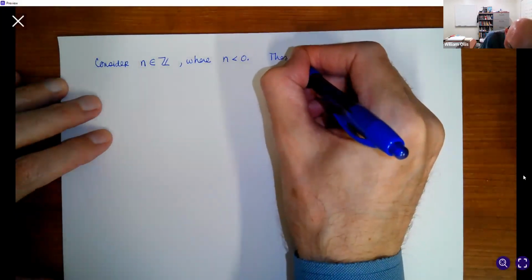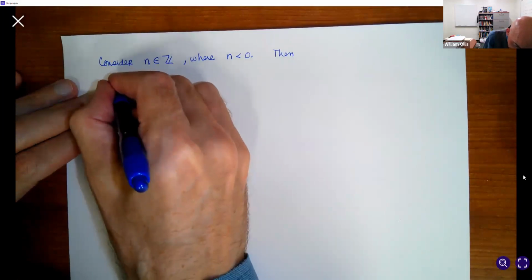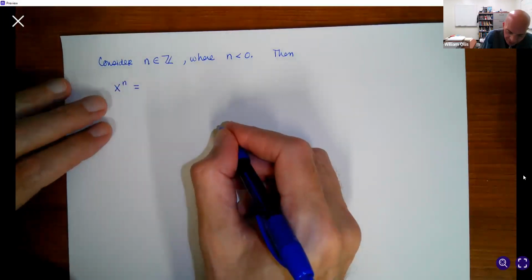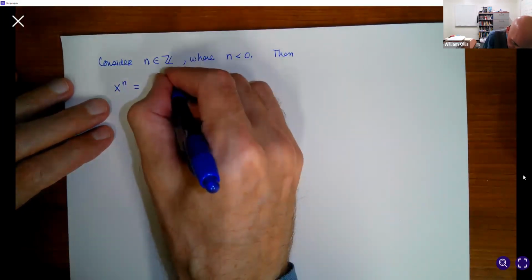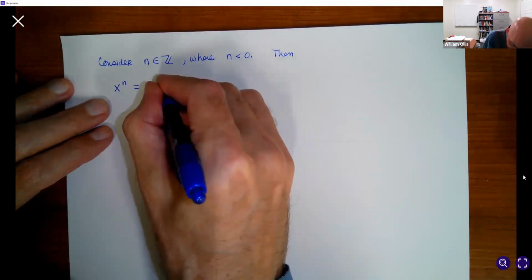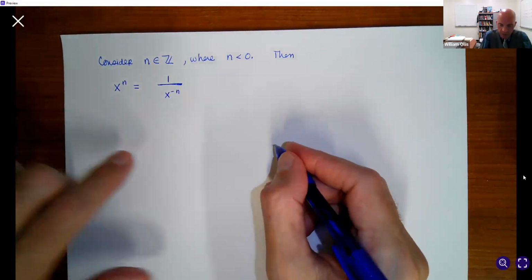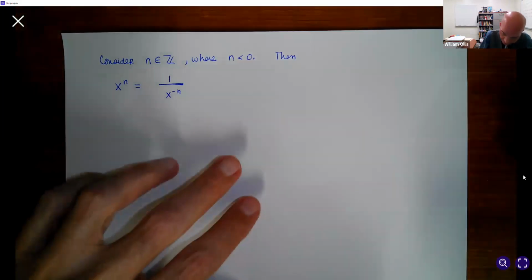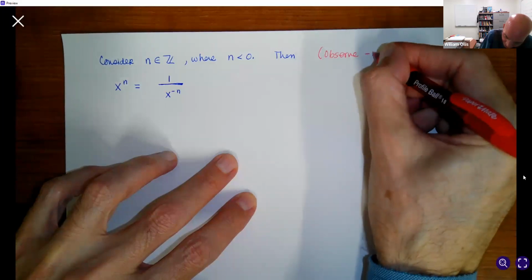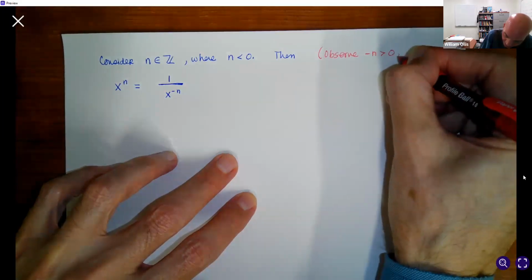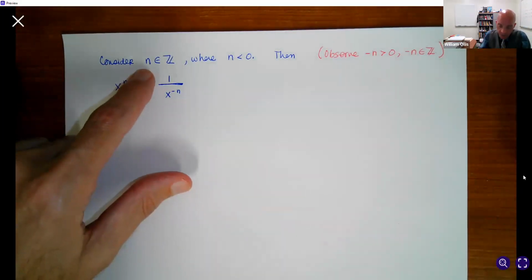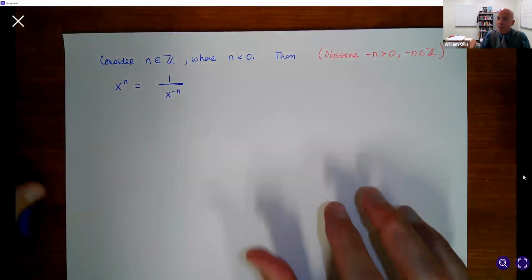Then we could say that x to the n can now be written a little bit differently. That is, we can write this as 1 over x to the negative n, okay? I know that's kind of cheap, but now note, and let me just say, observe that negative n is now positive, and negative n is an integer. The additive inverse of n is a positive integer, and we have that rule.